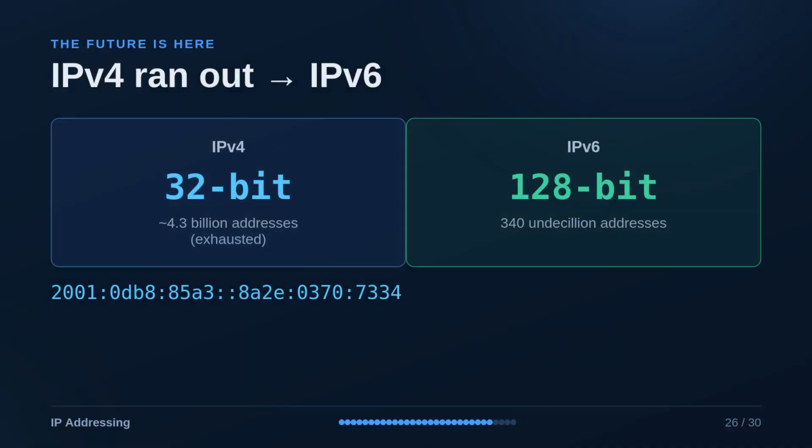One last big picture truth. IP version 4 has only about 4.3 billion addresses, 2 to the 32, and the world ran out. The fix is IP version 6, a 128-bit address written in hex, with so many addresses we will effectively never run out. Same core ideas, far bigger space.